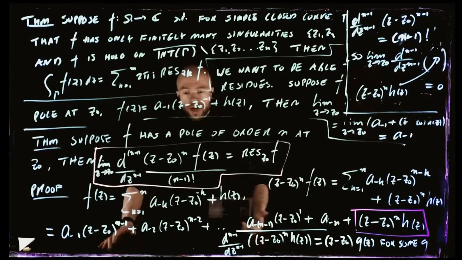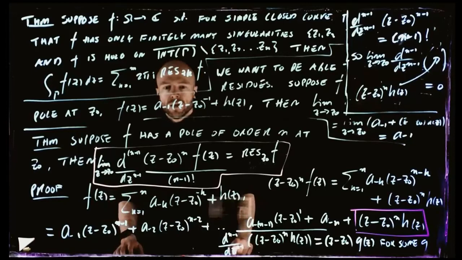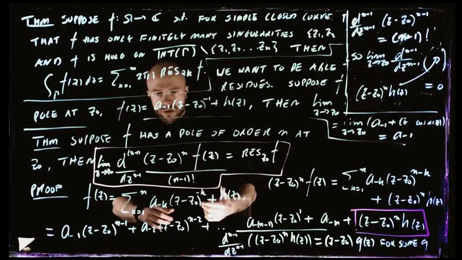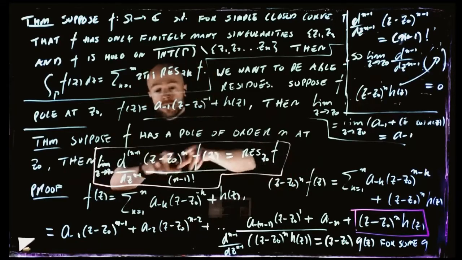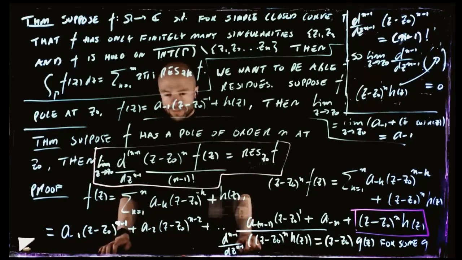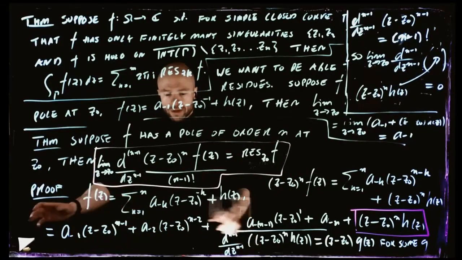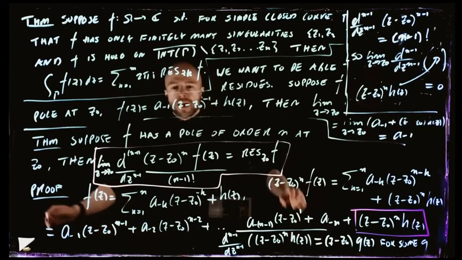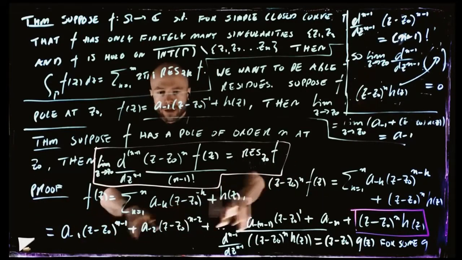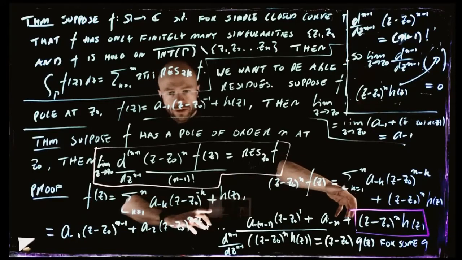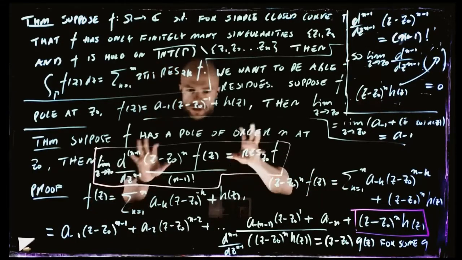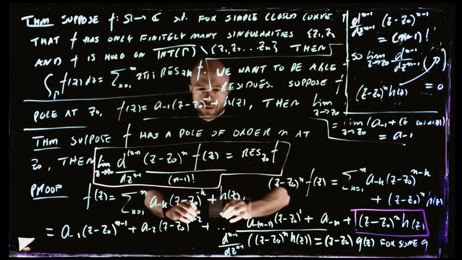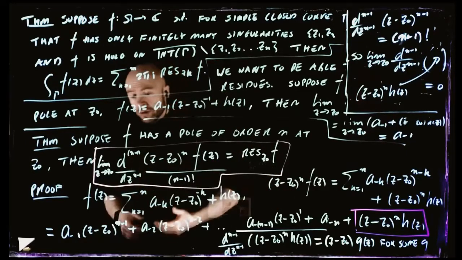How does it work? We have this thing here. We want to extract out the n minus 1 coefficient. So the natural thing to do is to multiply by z minus z0 to the n, because then that produces something like this, and then we differentiate n minus 1 times. We're going to kill a whole bunch of stuff. In fact, we kill everything when we take the limit as z goes to z0. So do not memorize this.